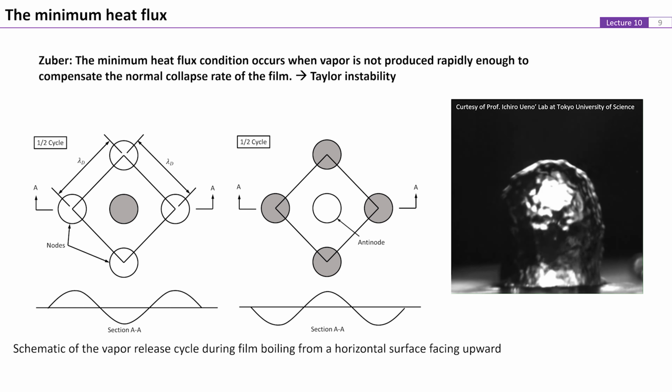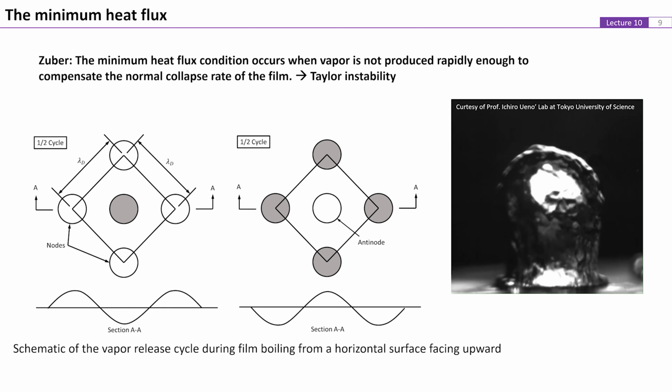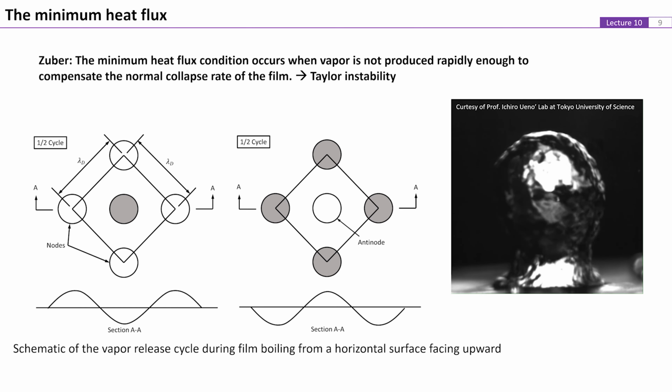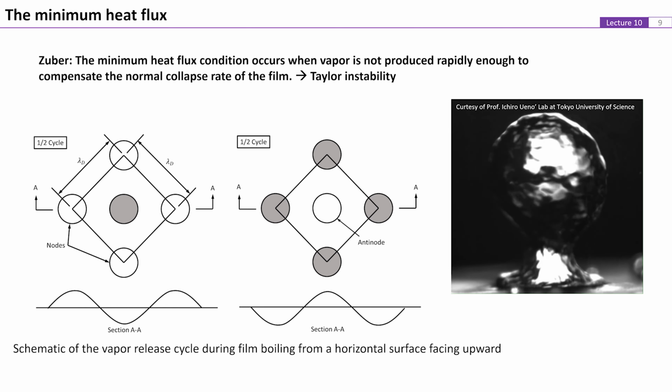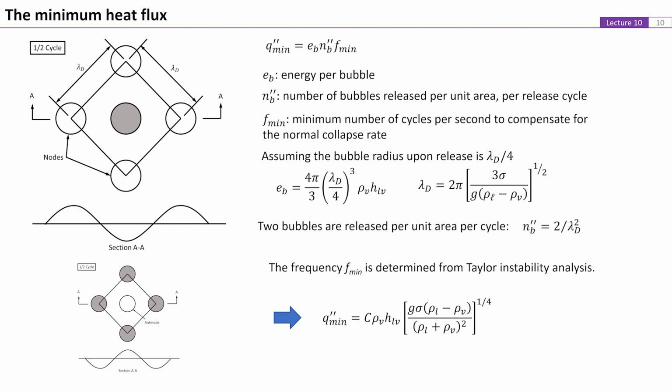One cycle here is defined as the center of the vapor film moves from its lowest point to the highest point. If the heat transfer in this condition is assumed to be equal to the energy released by the bubble departed from the surface, the minimum heat flux can be defined as the product of energy per bubble and the number of bubbles released per unit area per unit time.